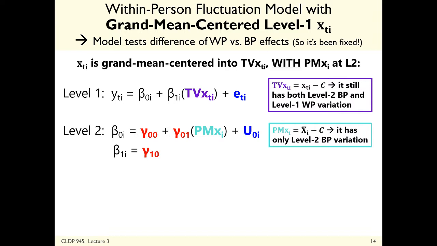However, now it is competing against person mean X, which is also in the model. And that's why this is okay as an alternative. There's nothing wrong with this. But it's important to recognize the difference in what these parameters now mean. So person mean X is only level 2.